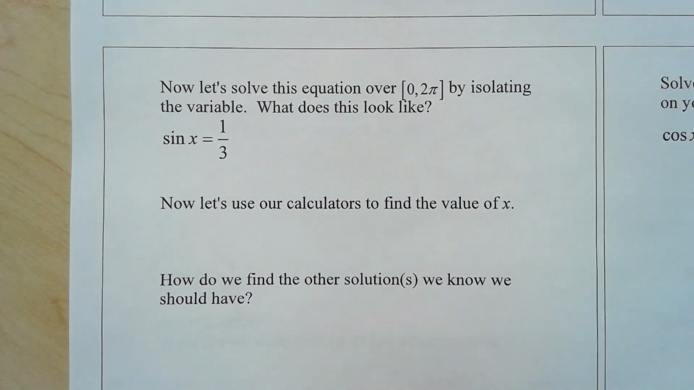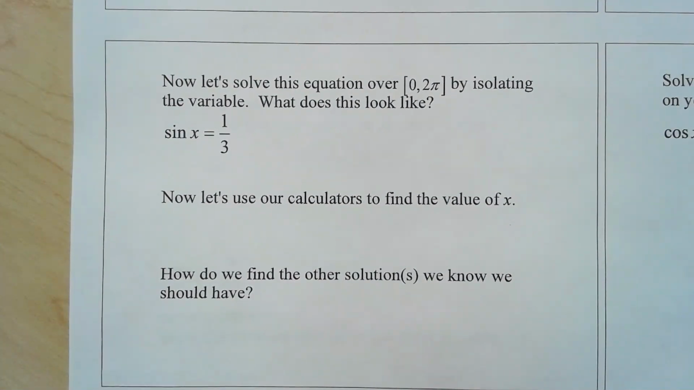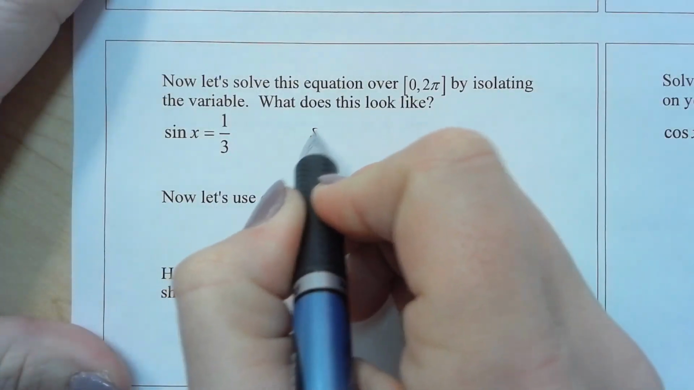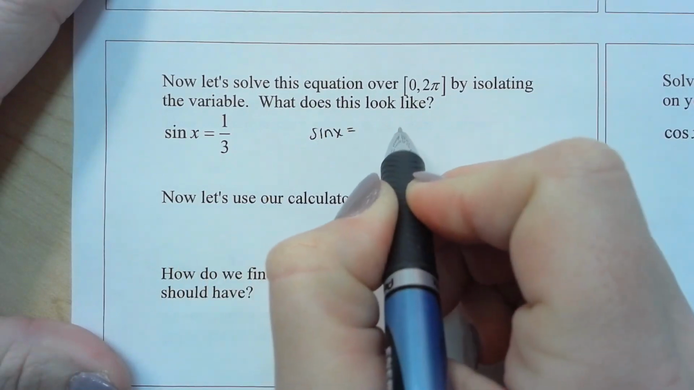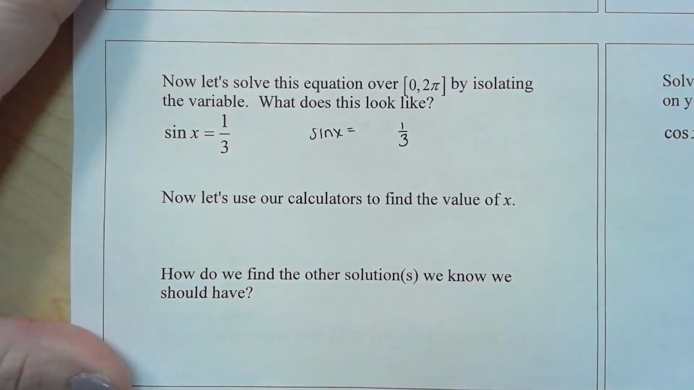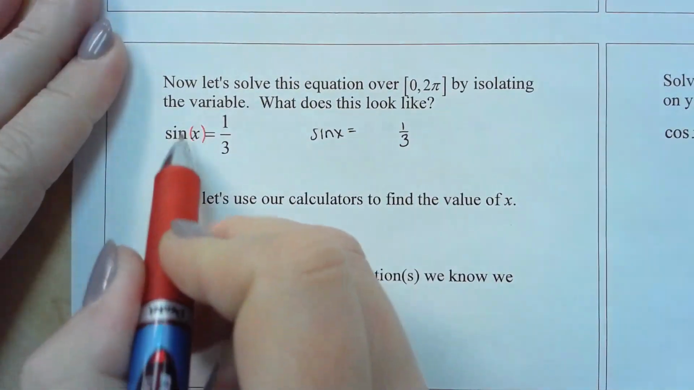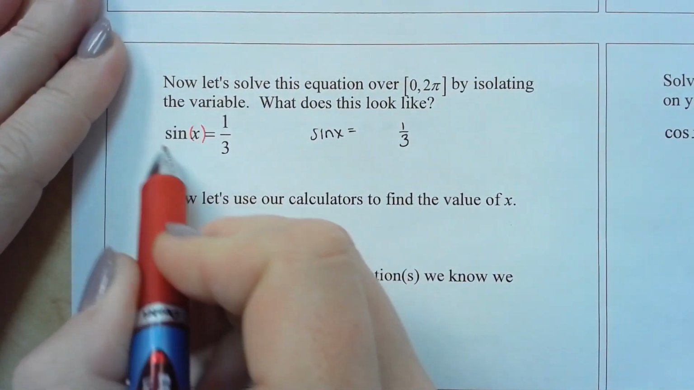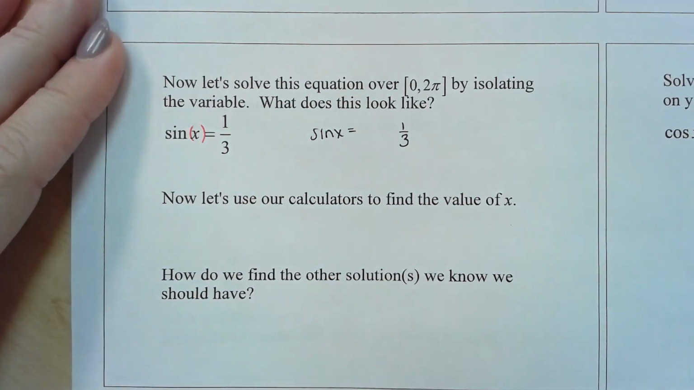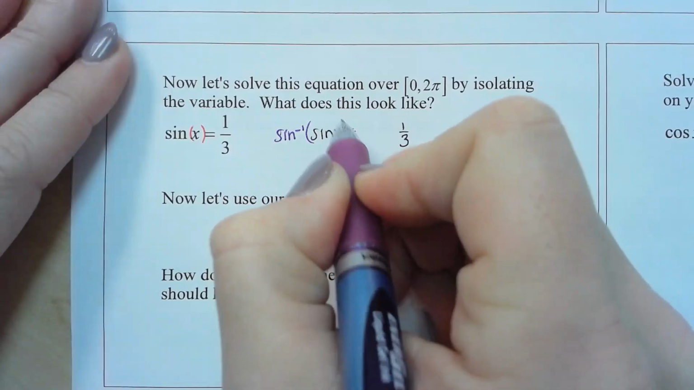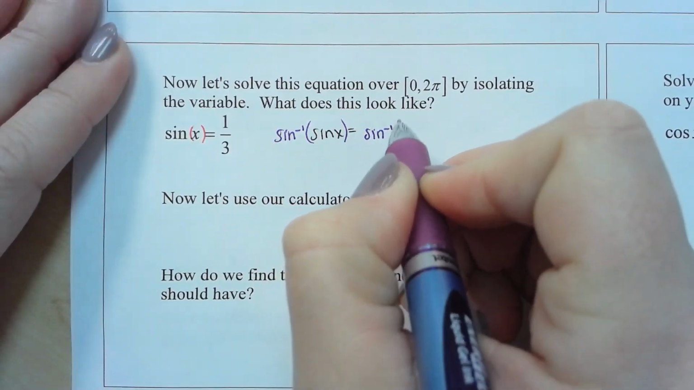So what I would like to do today is to talk about what is different if we try to solve it differently. What if we don't use a graph? So we have the sine of x equals 1/3, and I'm going to kind of do this here. I just gave myself a little space. I would like to get x by itself by getting rid of the sine. I want to undo the sine. And how do we do that? We take the inverse sine of both sides.